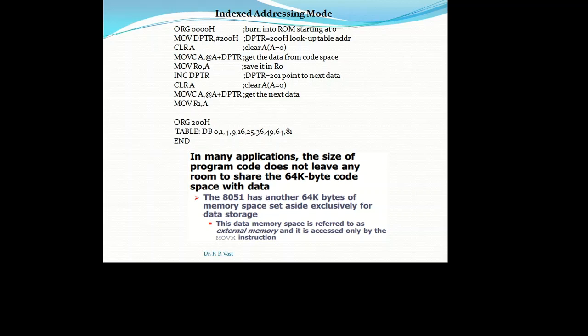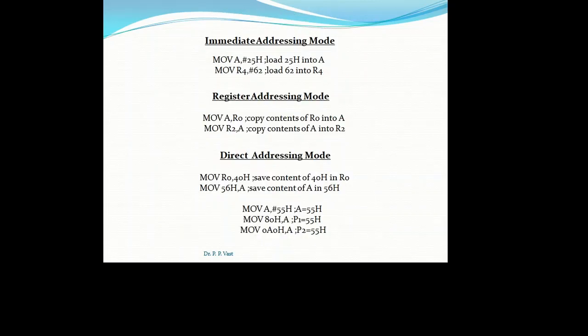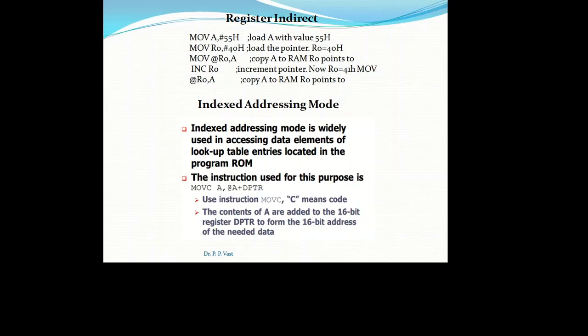This is how we discussed the various addressing modes: first is immediate, next is register, third is direct, fourth is register indirect, and fifth is indexed addressing mode. So there are a total of 5 addressing modes, which are used to save data from one register to another, from register to accumulator, and in the random access memory, that is RAM. The last addressing mode, indexed addressing mode, is used to access the data residing in read only memory.